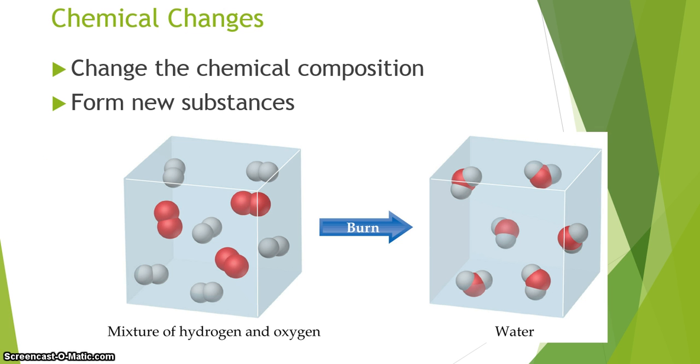Chemical changes are going to change chemical composition. You're going to form new substances, and we're going to use chemical equations to describe these. So on the left here, we have hydrogen and oxygen in a mixture. Notice they're not chemically combining. Then when we heat it up, we get water. So your hydrogen and your oxygen molecules are going to reform to form a totally new compound, which is water.